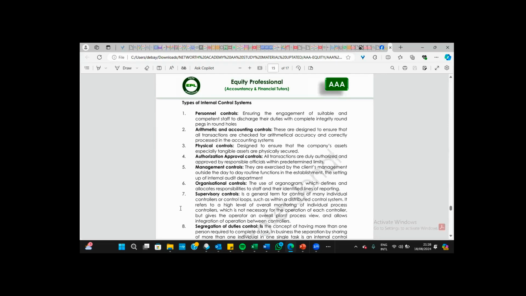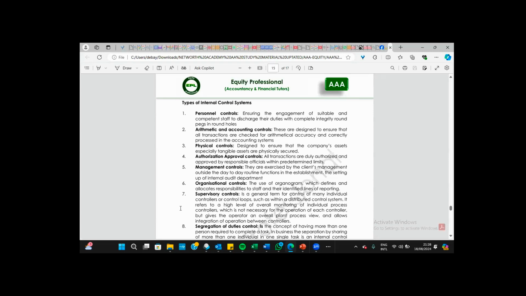Number two, arithmetic and accounting control. You must ensure that all your transactions are checked and correctly posted into the system. That means you don't double post, you don't transpose, you post the right amount into the system. That's what we call arithmetic and accounting control. Those controls must exist.